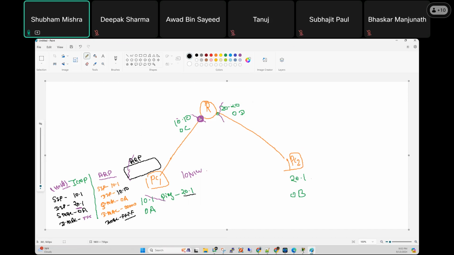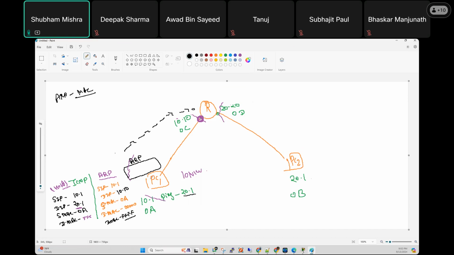If the destination IP address is 10.10, it means PC number 1 is sending this ARP packet towards its default gateway. Right or wrong? It means PC number 1 is sending this ARP packet to its default gateway. Now, what is the use of ARP? To find out the MAC address.